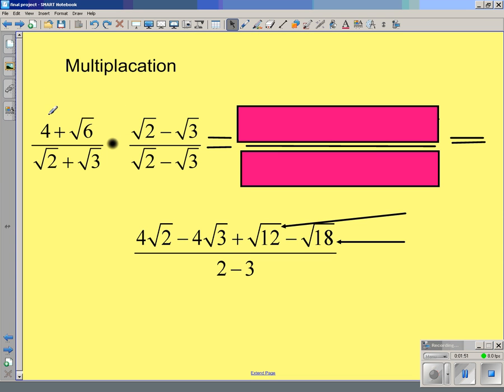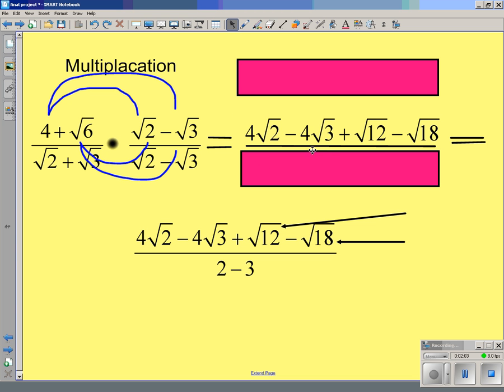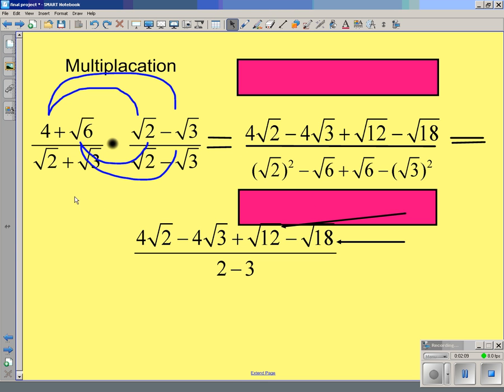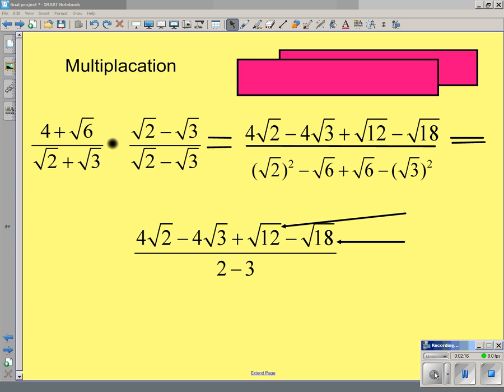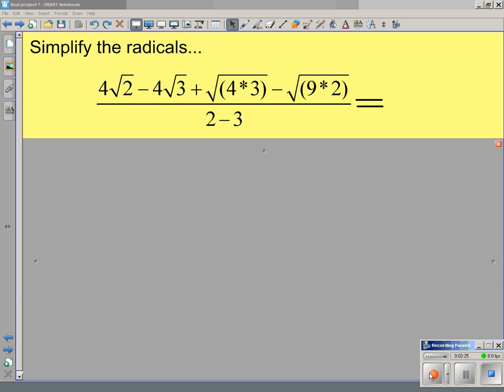For this, you're going to do FOIL, and you're going to multiply these numbers by each other, and you're going to get 4 root 2 minus 4 root 3 plus root 12 minus root 18. Then in the denominator, you get the square, the plus and the minus, and the square. So down here, you can simplify this, and you'll get 2 minus 3. And this you can keep the same, but you have to look at these numbers because they need to be simplified. So to simplify the radicals, you can break 12 down into 4 times 3, and break 18 into 9 times 2. That makes it easier to think about.